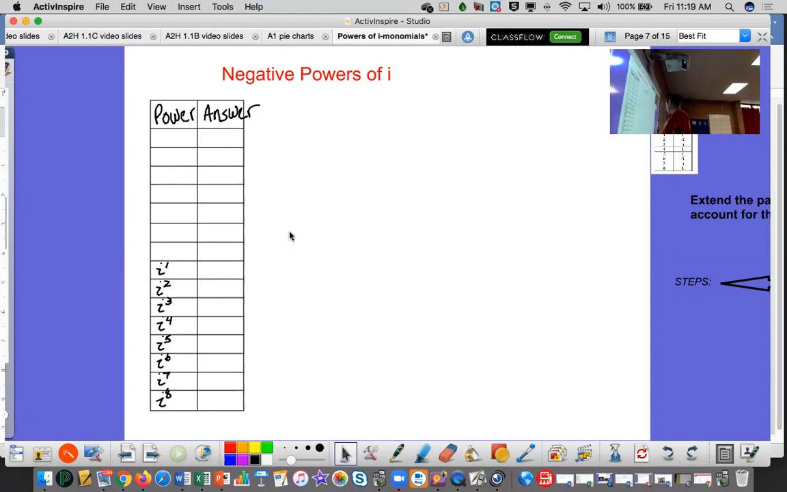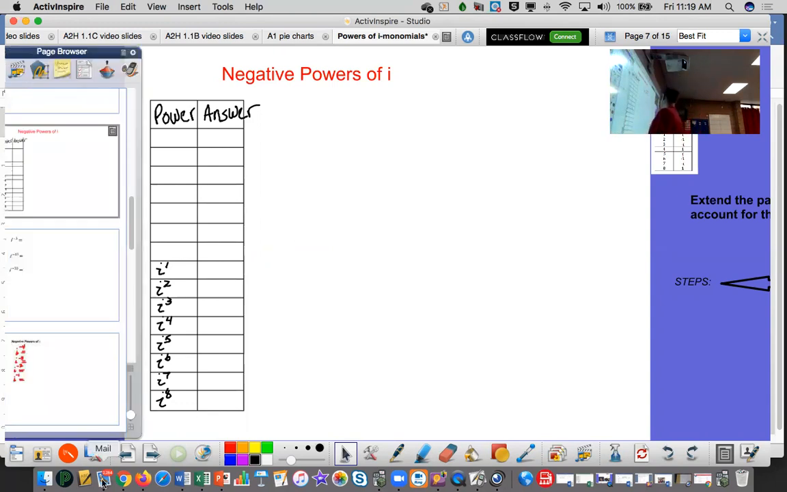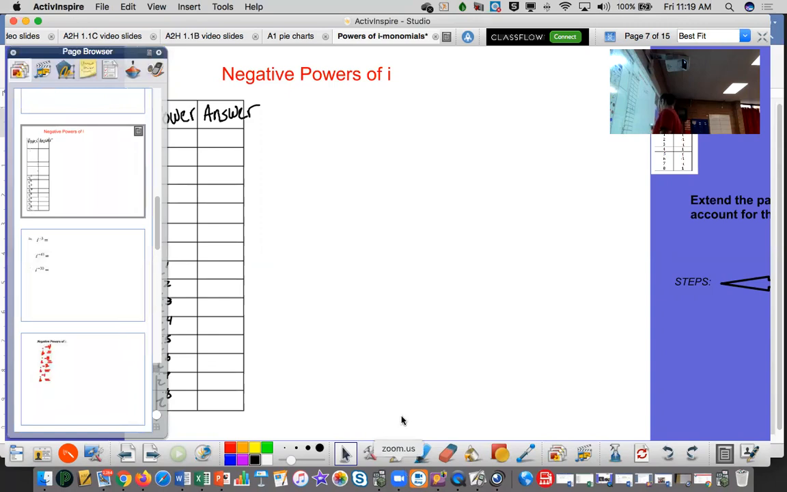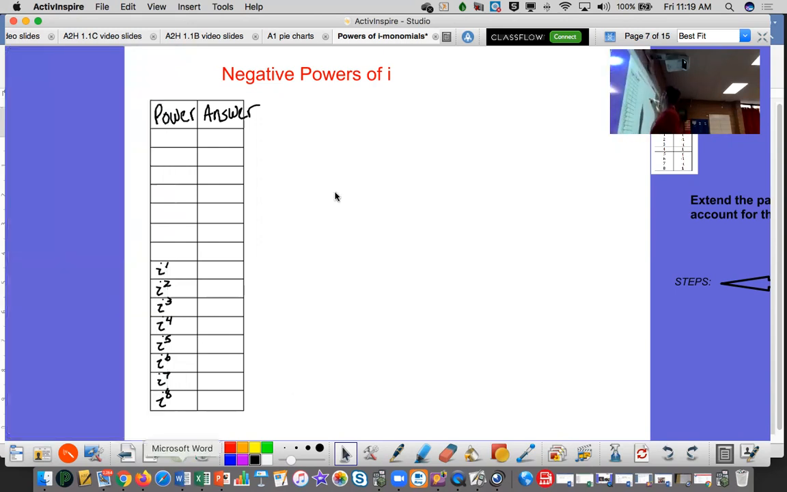Okay, so let me make sure I'm first into my thing the way I'm supposed to. Clearing annotations. Sorry.